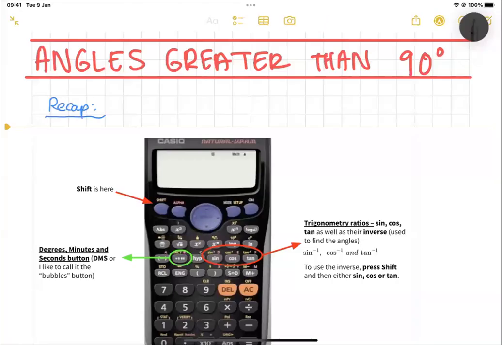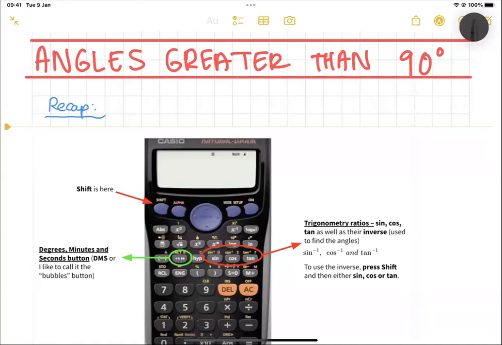Welcome back. Today we're going to look into angles greater than 90 degrees. So if you know your angles, angles greater than 90 degrees can either be an obtuse angle, a reflex angle, which is more than 180, or it can be a whole revolution to 360.